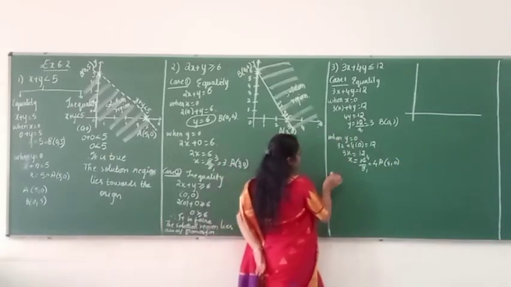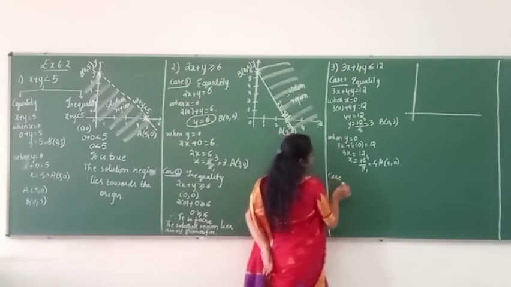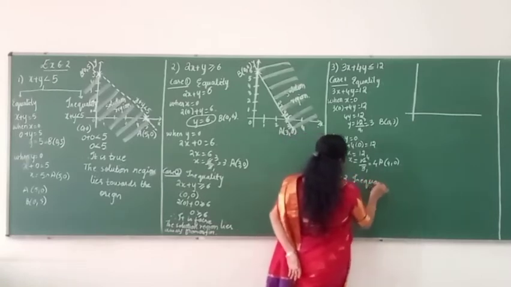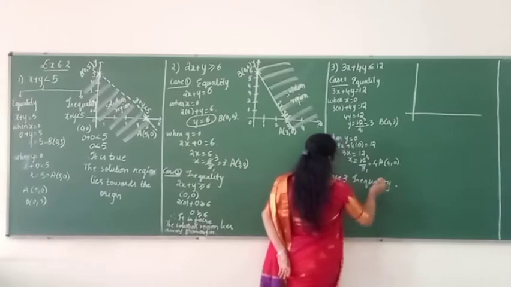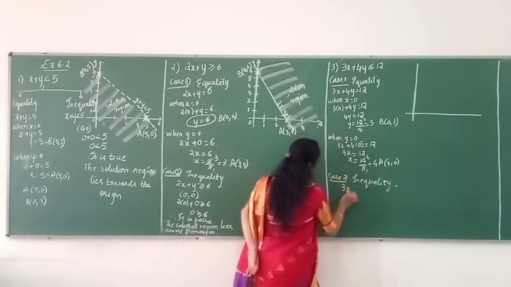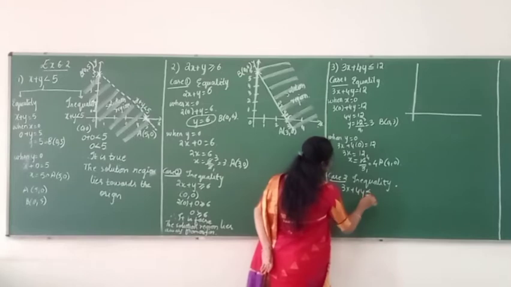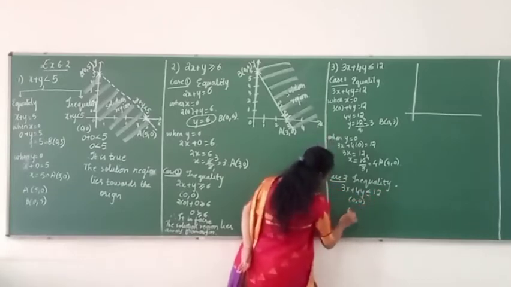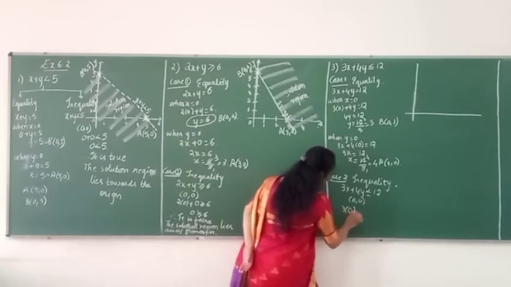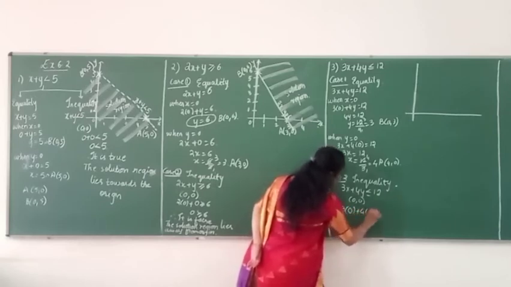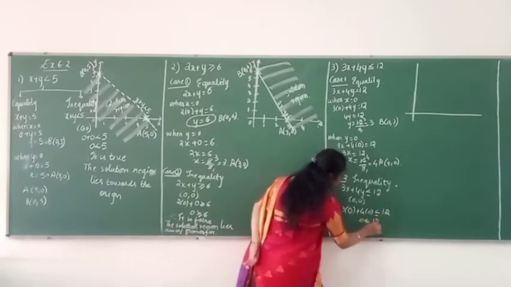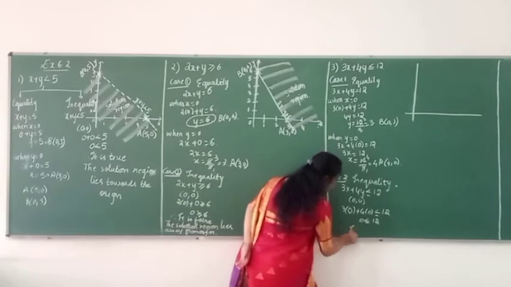Next one. Case 2, inequality. So for inequality, what is it? 3x plus 4y is less than or equal to 12. Just substitute 0 comma 0. So it will be 3 into 0 plus 4 into 0 is less than or equal to 12. As 0 is less than or equal to 12, therefore it is true.